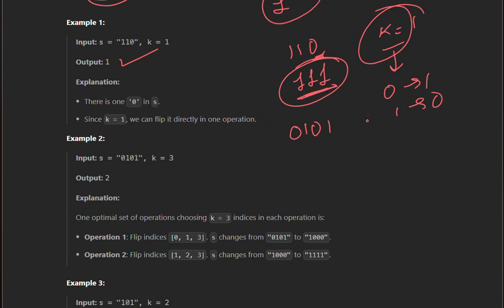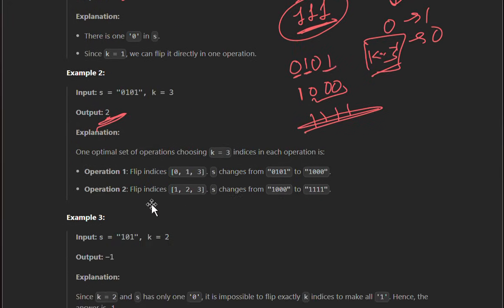So we have 0101 and k is equal to 3. Now we have to choose three indexes and we have to flip the bits. So what we do is first of all we'll be selecting this bit and this bit. So what we get? We get 1 0 0 and 0, right? Now we'll be selecting these three bits. So 1 1 1 1 and so total operations are 2. So we get all ones in two operations.